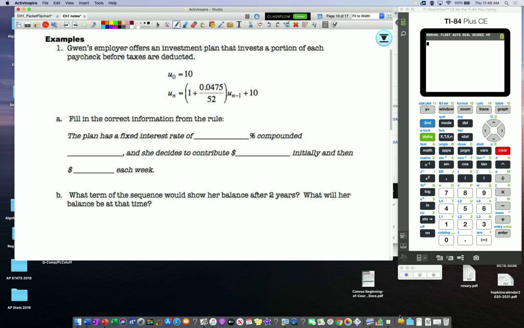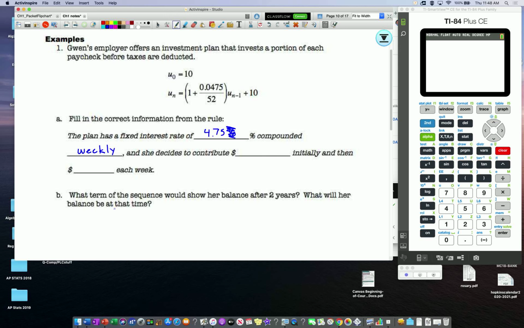It says the plan has a fixed interest rate of, notice how it's in decimal form. So if I move that decimal back, the interest rate is 4.75%. It's compounded, so I look at this number. 52 means there are 52 weeks in a year. So it's compounded weekly.